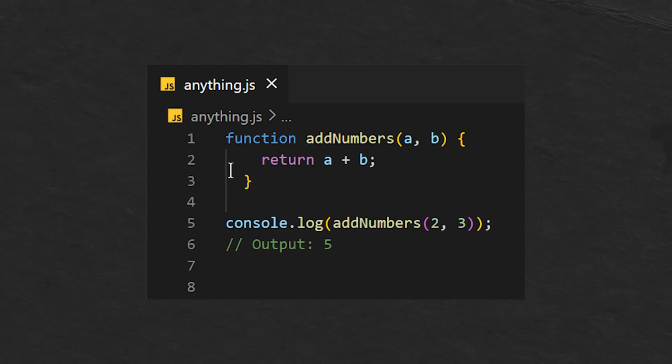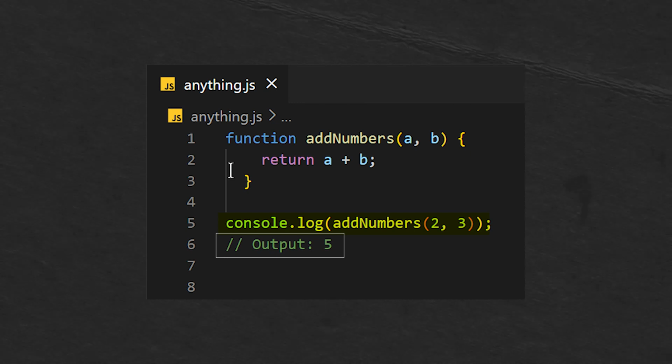Now have a look at this example. Now you understand the rest of the code. So this line is calling the addNumber function with the arguments 2 and 3 and logging the returned result to the console using the console log function.